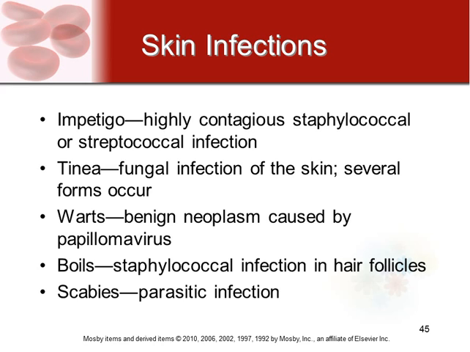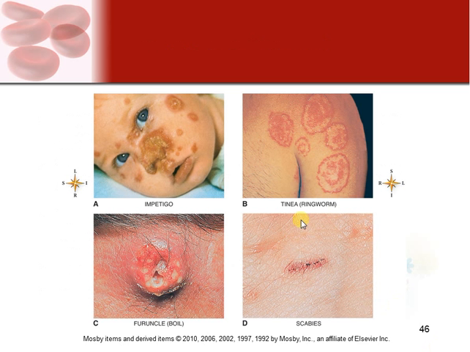And then we can have boils. Boils are a staph infection in hair follicles. Or scabies. Scabies are a parasitic infection. So those are a couple of pictures. This one here is a baby that has an impetigo infection. And this one's a tinea infection, which is commonly referred to as ringworm, because it gets that round look to it. Really, it's a fungal infection.